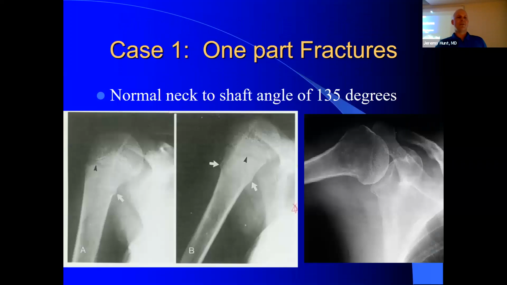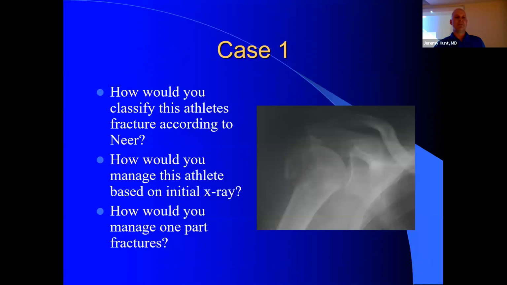So one of the things you're trying to decide is how much angulation you have. The normal neck to shaft angle, so say you draw a line down through the center of the humeral head and then make an angle down the shaft, is 135 degrees. So it's not a ball sitting straight on top of a post. It actually angles a little bit at the end. And so that's a way that you can determine how much angulation you have.